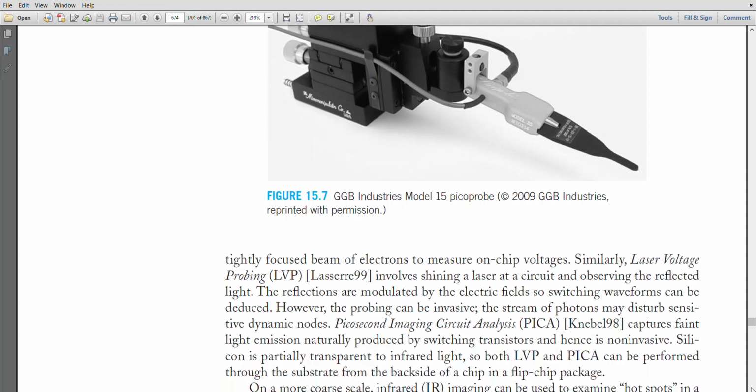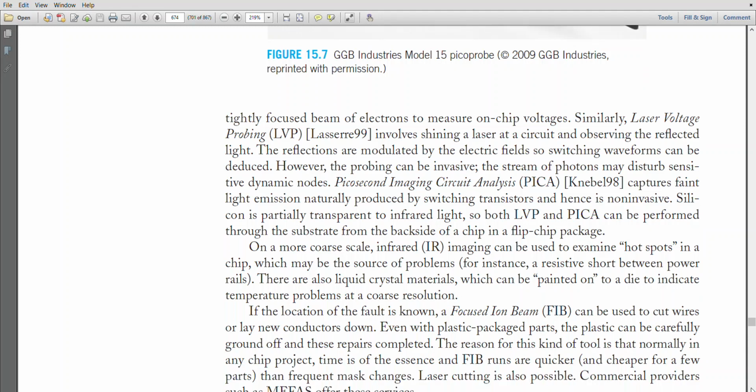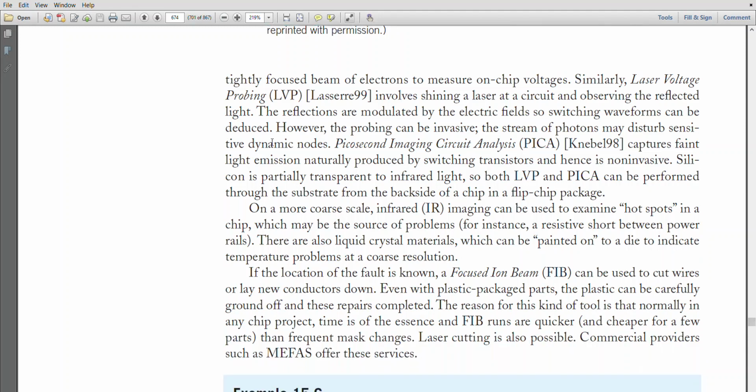Similarly, laser voltage probing involves shining a laser at a circuit and observing the reflected light. The reflections are modulated by electric fields, so switching waveforms can be detected. Okay, so what is the basic idea?